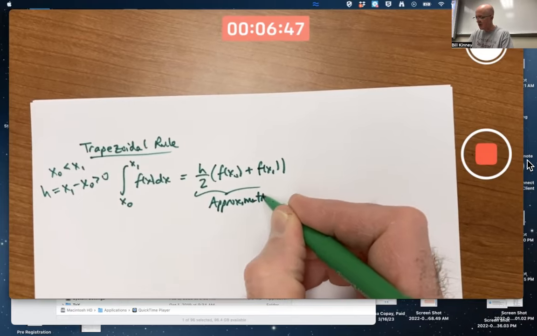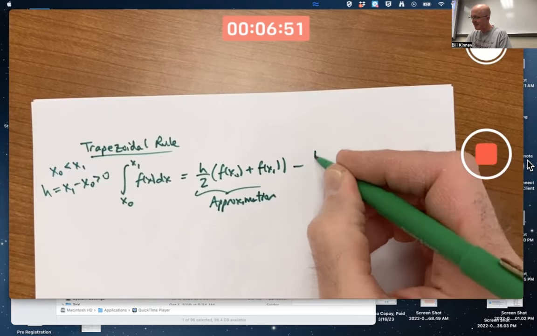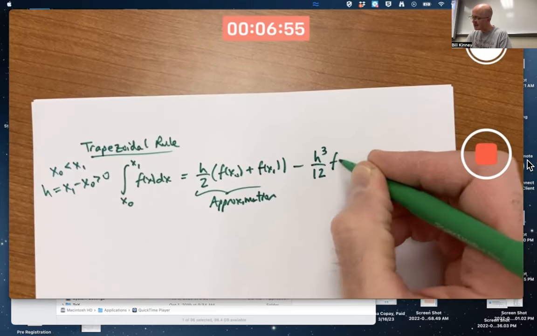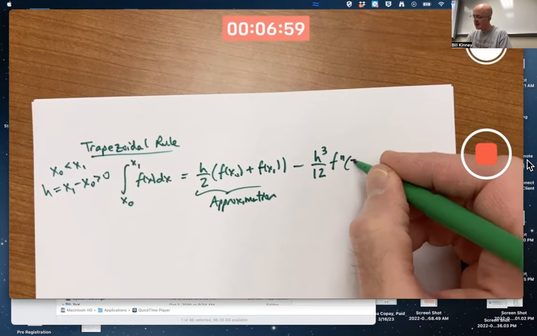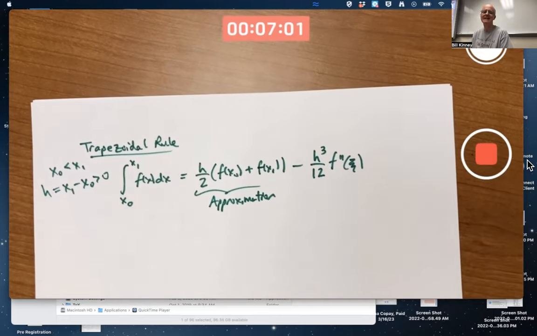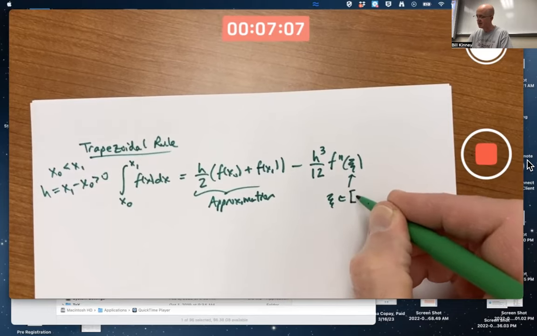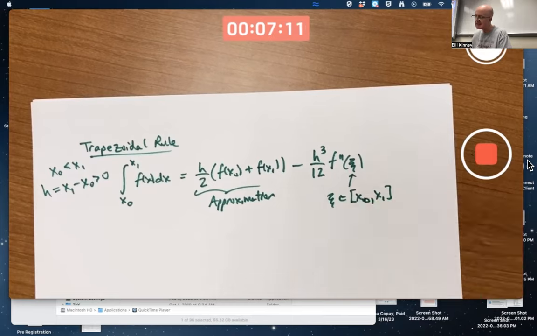plus the error term, though the error term has a minus sign, minus h cubed over 12 times the second derivative of the function you're integrating at some unspecified number xc between x0 and x1. Xc is somewhere in the interval between x0 and x1. In general, you're not going to know what xc is. This is a theoretical result here written this way.